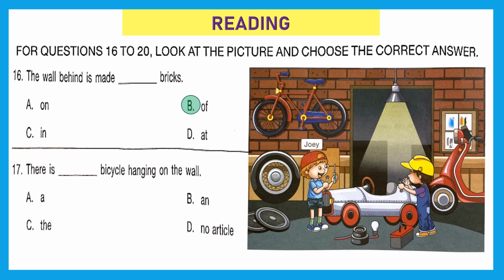There is dash bicycle hanging on the wall. A bicycle, an bicycle, the bicycle, or no article. Now bicycle, we can hear a consonant sound in the starting, right? So we are gonna use a over here, option A. And there is one more reason, because there is only one bicycle and we use a generally with a singular noun. There is a bicycle hanging on the wall.